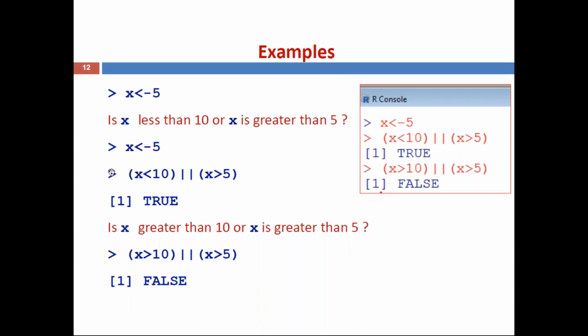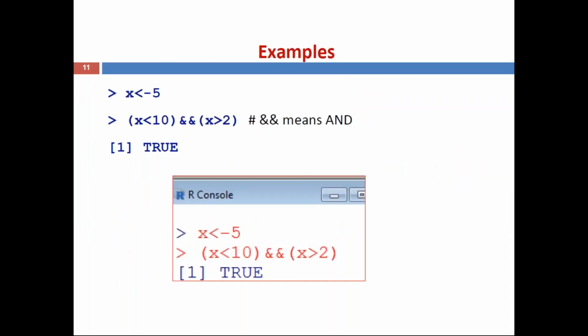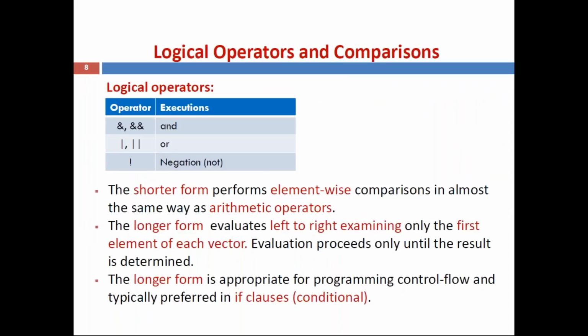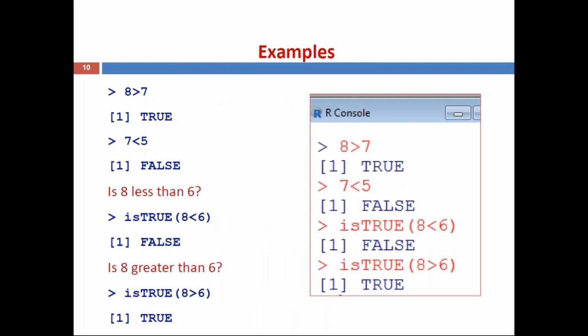So like that, you can check any conditions of the logical operators AND, OR, and even NOT also. So that is negation. For that, simply you can use the symbol. These are the logical operators and their comparisons.